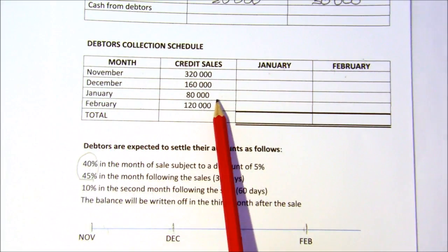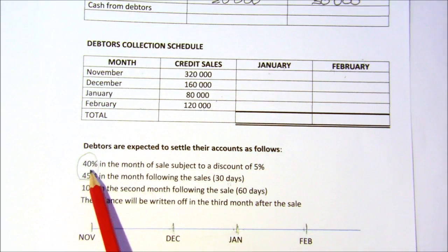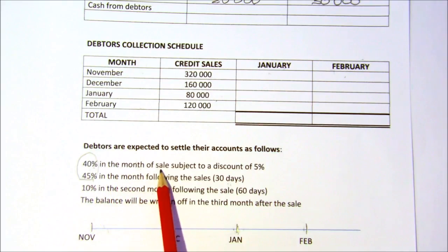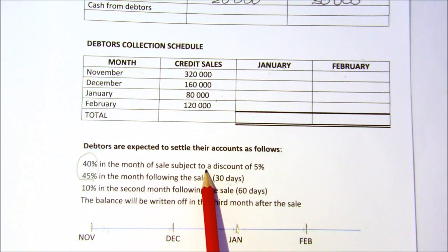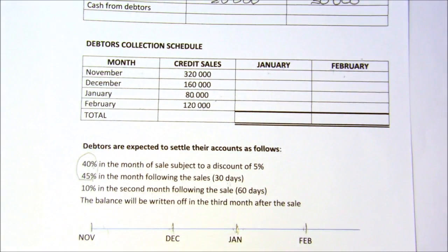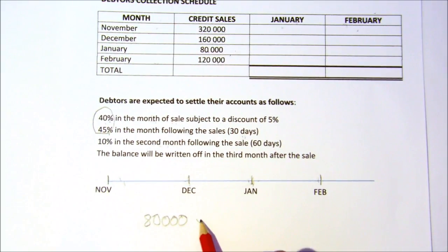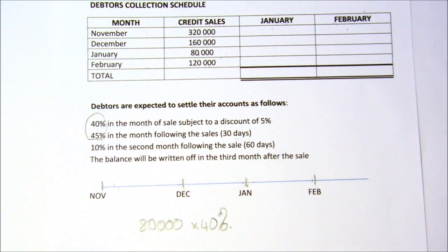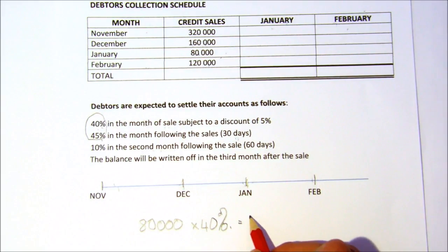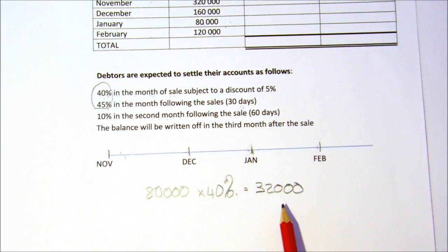So I'm going to start now in January. So in January, I sell goods. It tells me that 40% of them will pay in the month of January. Now it's 40% of the amount. So it's going to be your 80,000 times 40%. Now that 40% gives you a figure of 32,000. So 32,000 Rand is expected to come in the same month.